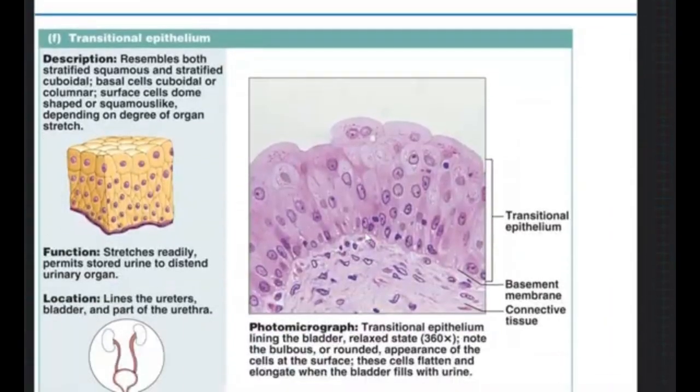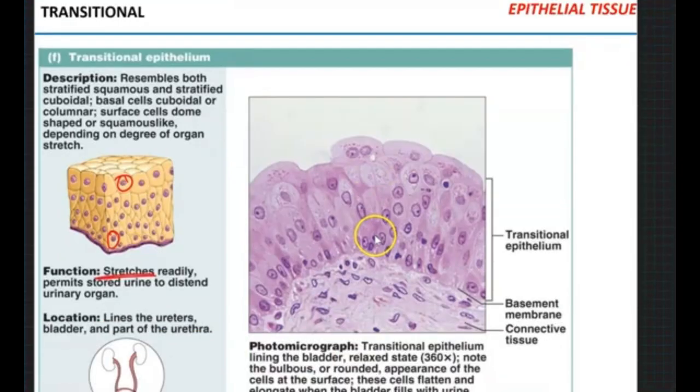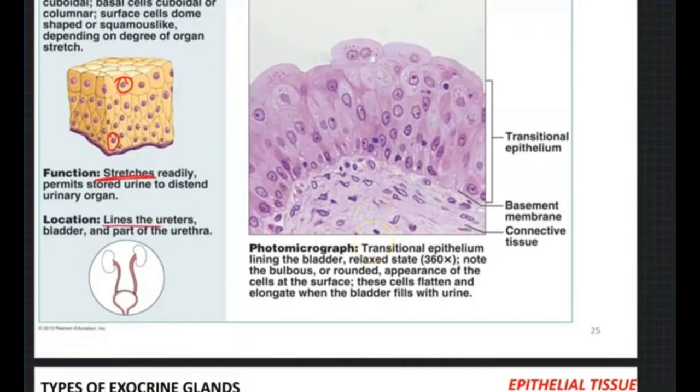And the last epithelial type, which is really, really specific, is the transitional epithelium. So, transitional epithelium consists of the cells that are sort of at the baseline, kind of columnar-ish, cuboidal-ish. Transitional epithelium can stretch. And it's found exclusively in the ureters, urinary bladder, and the part of urethra.